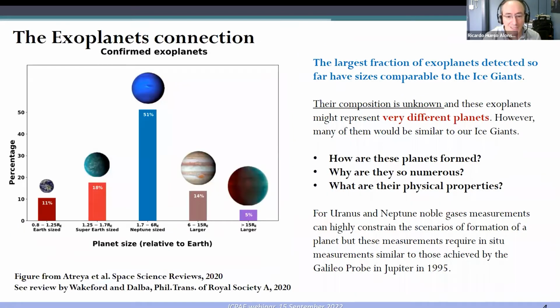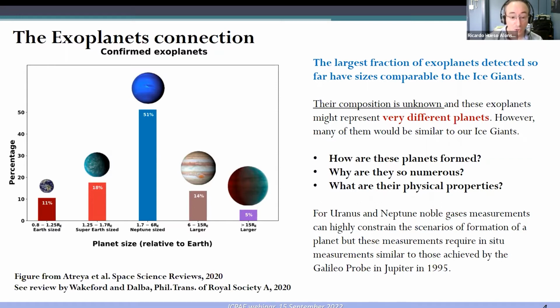One of the main motivations to study these planets is because in the very large population of exoplanets that is known to us now, planets with the size of Uranus and Neptune make the biggest part. This is about 50% of all of the exoplanets that we know have masses that are similar to Uranus and Neptune. And many of these planets are going to be very, very different. Even Uranus and Neptune could be intrinsically very different, although they share the characteristics that I showed before. So we want to study Uranus and Neptune to better understand the exoplanets as a whole. How are these planets formed? Why are they so numerous? What are the physical properties, and how are their atmospheres going to behave?